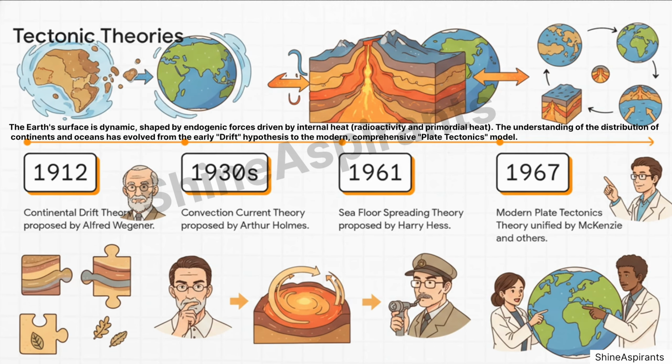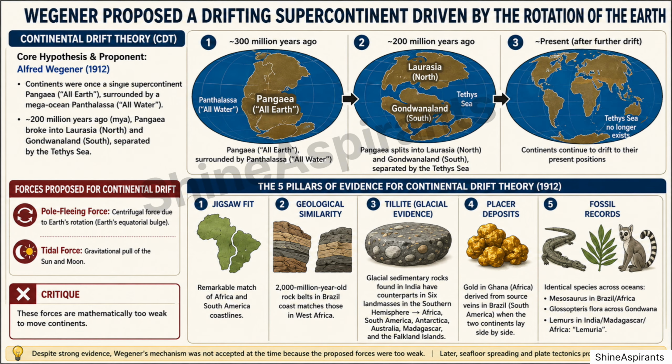Tectonic theories. The Earth's surface is dynamic. The understanding of how continents and oceans are arranged has evolved over time from the early drift hypothesis to the modern plate tectonics model. Let's go through each theory one by one. Continental Drift Theory, CDT. Proponent Alfred Wegener, 1912. Core hypothesis. All the continents were once a single supercontinent called Pangaea, meaning all Earth. It was surrounded by a megaocean called Panthalassa, meaning all water.